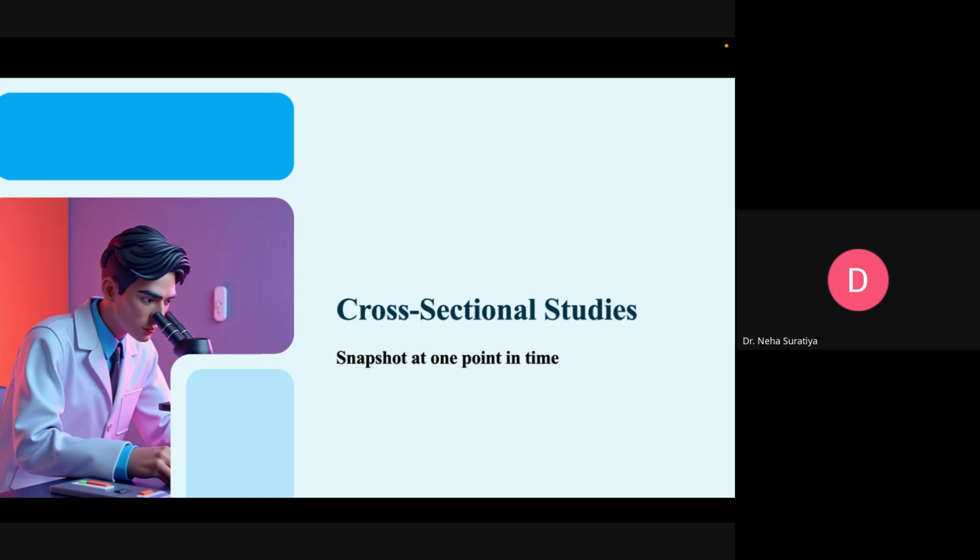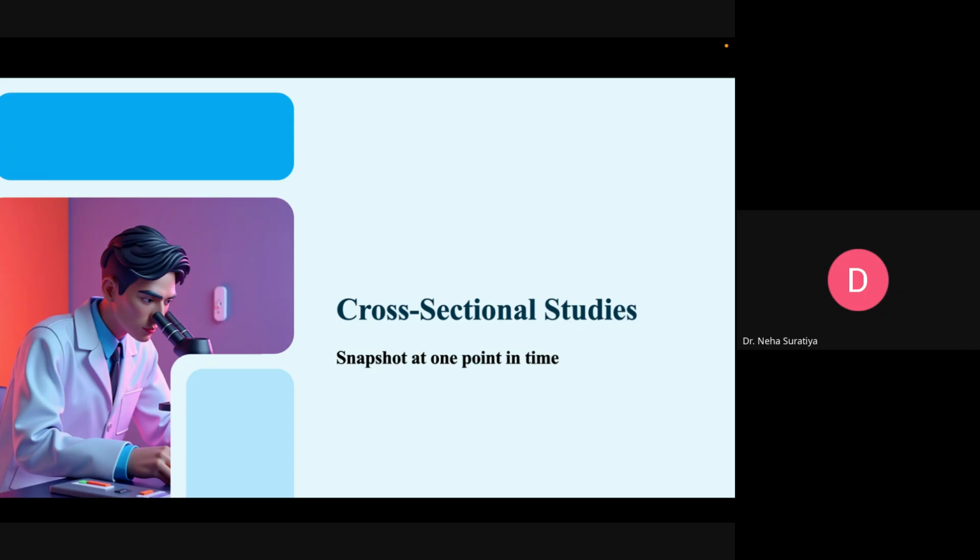But what is the limitation? We cannot determine what is the cause and what is the effect, right? Because exposure and outcomes are measured simultaneously. In cross sectional, it is only a snapshot. For example, if obesity and hypertension are found together, we cannot be certain which came first. That is the only disadvantage of it.